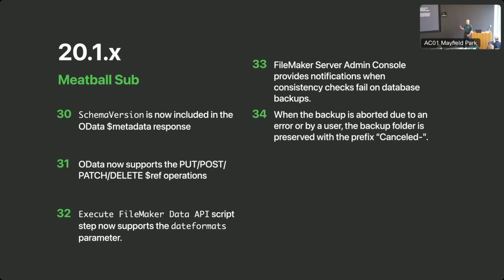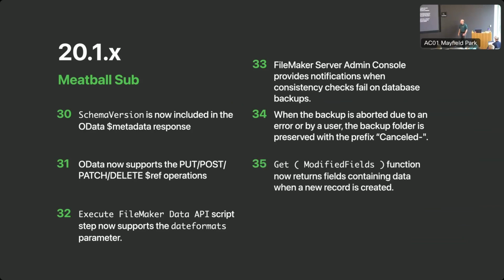Also, when a backup is aborted, whether it's aborted due to an error or because the user canceled it, that backup folder is now preserved with a prefix called canceled, and that highlights it so you can get in there and check it out and see exactly what is going on. The get modified fields function on FileMaker Pro now returns fields containing data when a new record is created.